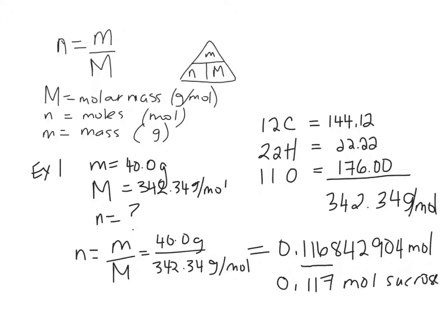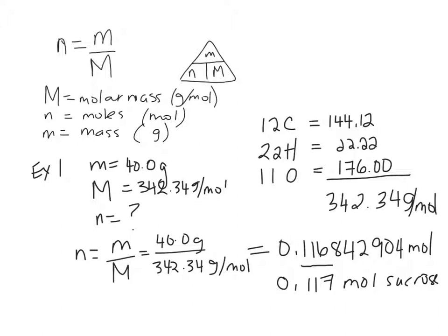Which itself doesn't seem like a lot, right? But you know what 40 grams looks like. 40 grams of sugar is a lot. It's quite a lot of sugar. When you round it, you want to look at the one with the least number of significant digits.